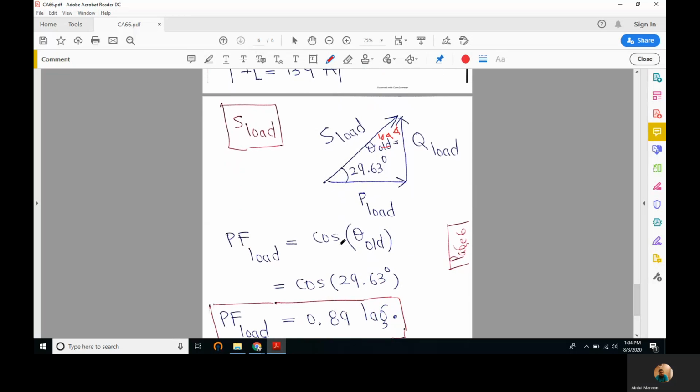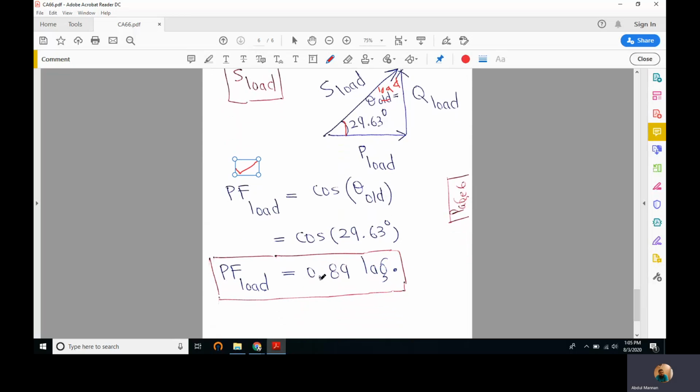And what should be the power factor of the load? That is simply, we have already studied that cosine of this angle is the power factor. So cosine of the angle 29.63 is 0.89 lagging. This means a positive P and a positive Q.